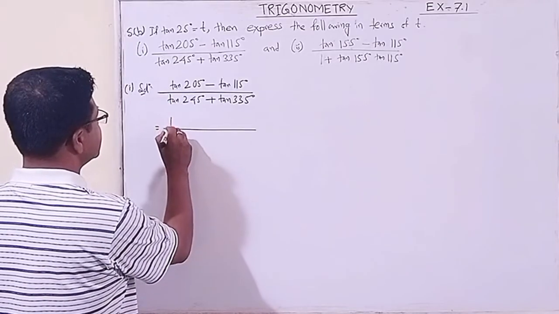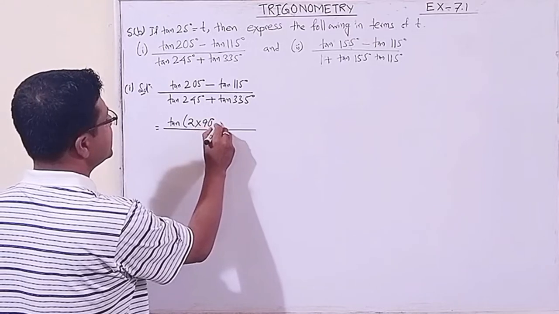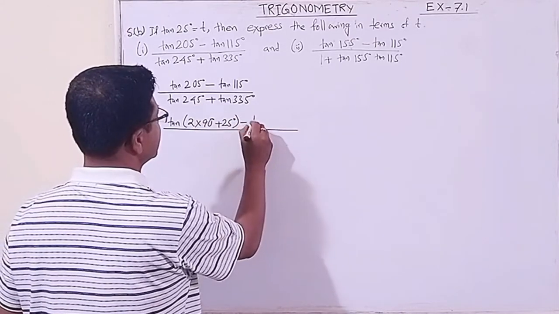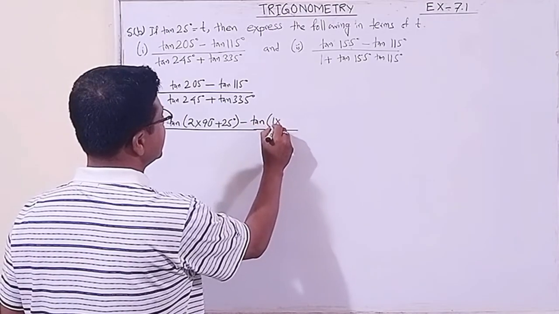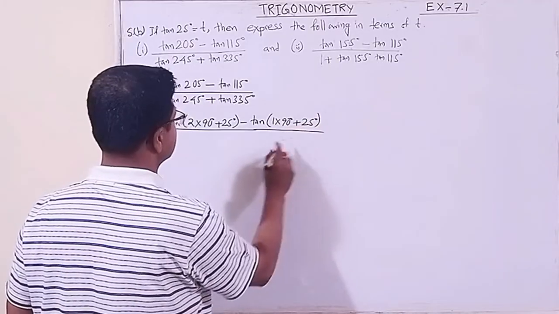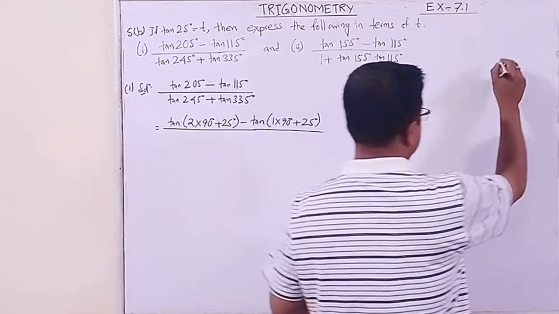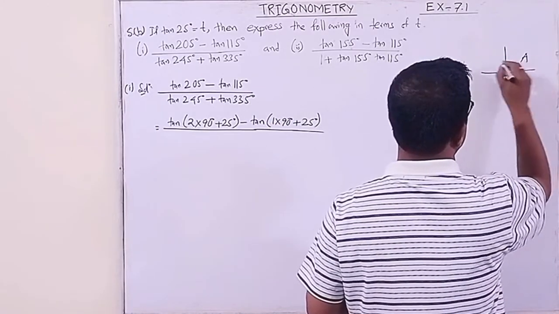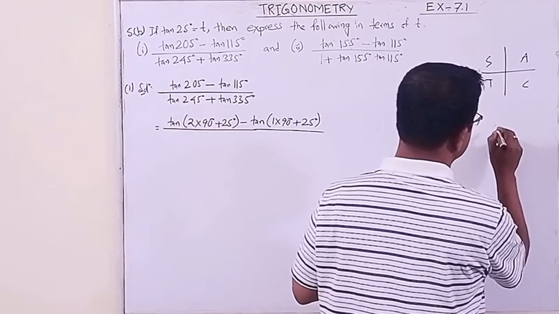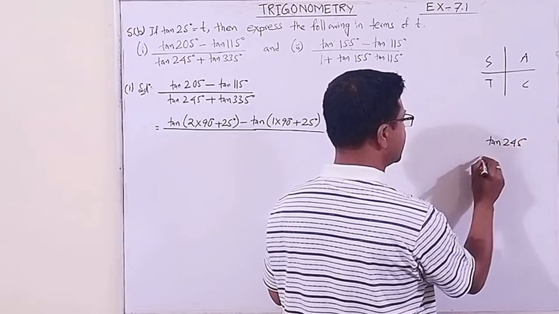Now how will we express this? Tan of 2 into 90 is 180, 180 plus 25 is 205. Okay, then tan of 1 into 90 degree is 90, 90 plus 25 is 115. This is very simple. But here, okay, this one let us do. Okay, at first the concept here ASTC, we need this, that's why we have drawn it. Tan of 245 degree. This one I want to explain. Tan of 245 degree, correct.